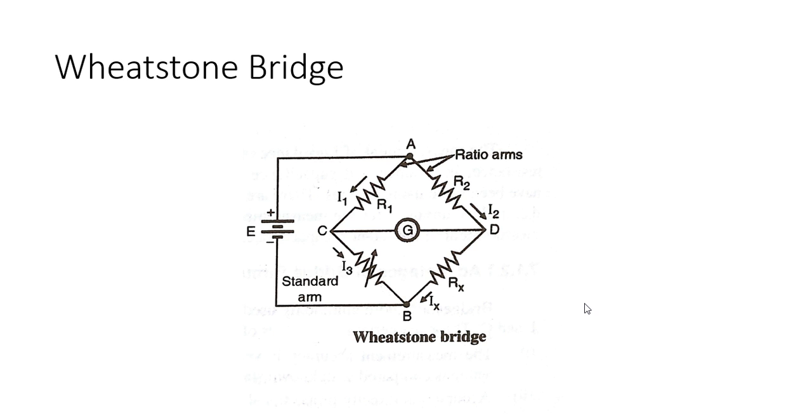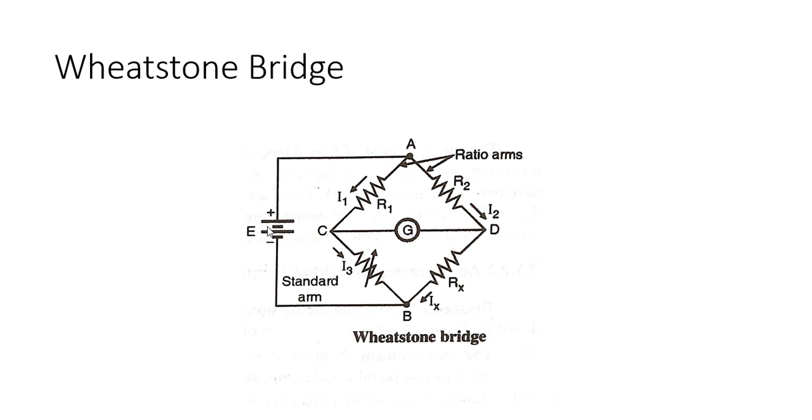The balancing equation is found for the balance condition of the bridge, and we will see it afterwards. This equation gives us the value of the unknown resistance. The balancing equation is found for the balance condition of the bridge only, and the value of this Rx can be given by that equation, so that we will see afterwards. If you see this circuit, this is nothing but your Wheatstone bridge.